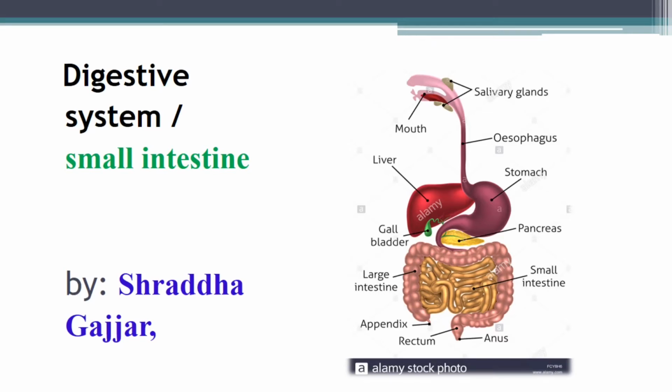Hello guys, good morning. Myself Shraddha Gajjar and today I am going to teach you about the digestive system, in that the anatomy and physiology of the small intestine. First we will see the introduction.